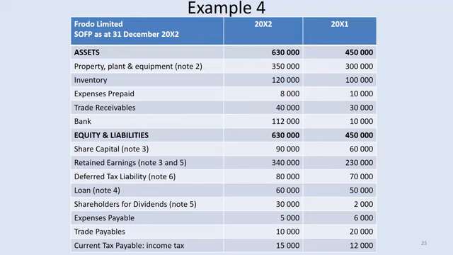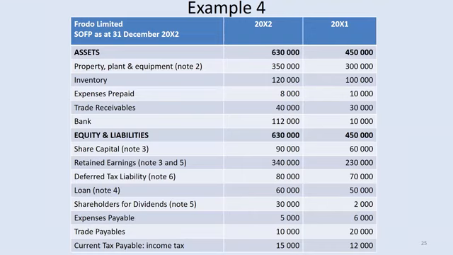So we're given a number of items here. PPE, we expect that to come through in investing. Inventory, expenses prepaid, trade receivables, that will form part of working capital if we're doing the indirect method. Bank, very important balance, because that is going to be that reconciliation at the bottom of our statement of cash flows. And as we can see, it moved from a balance of 10,000 to 112,000. So there was a cash inflow of 102,000 Rand.